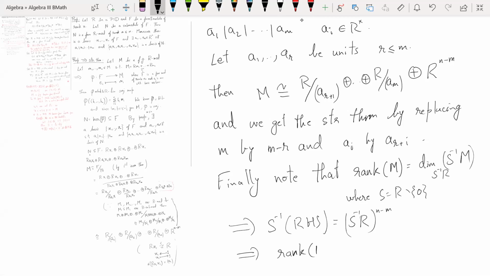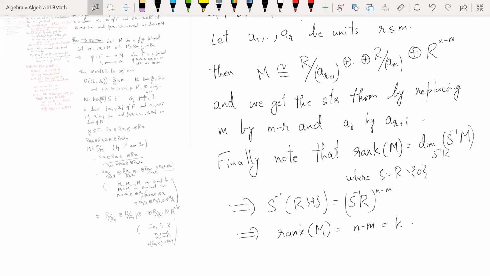So localizing these things you get 0, and so this implies the rank of M is n minus M, which is going to be RK. So n minus M is the same as the rank. Okay, any questions? So that completes the proof.